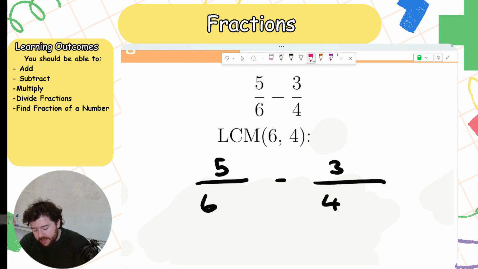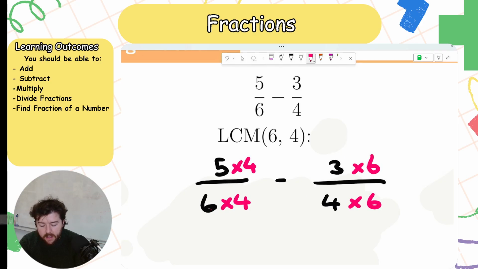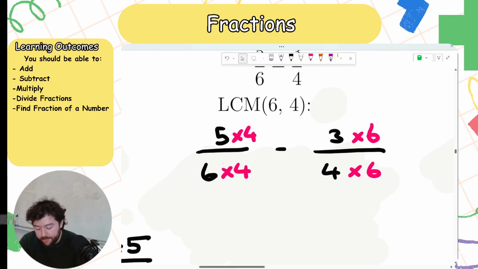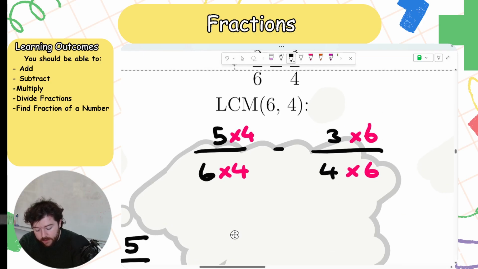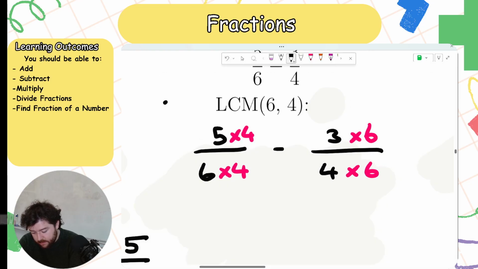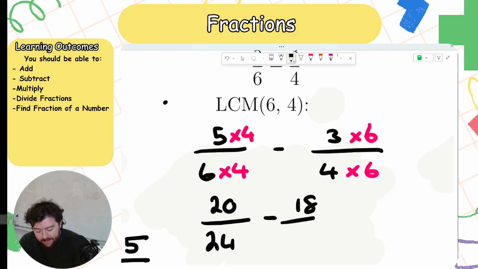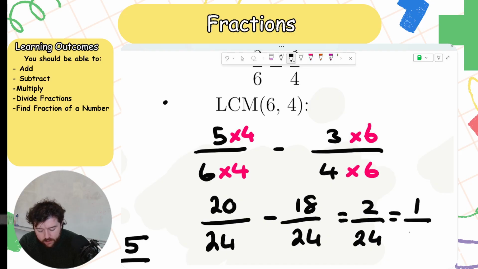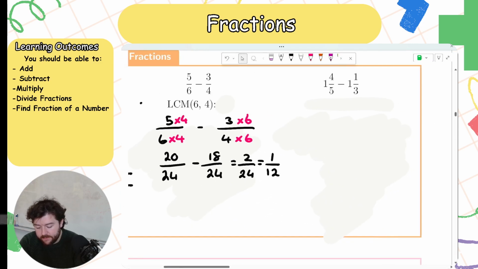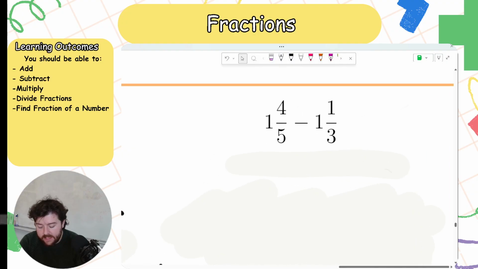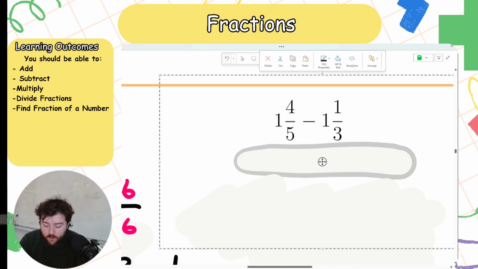Well, I could multiply the bottoms together, and multiply each fraction by the other's denominator. 5 times 4, that's 20, and 3 times 6 is 18. Let's look at the top and bottom. Finally, that would be 2 over 24, or 1 over 12.